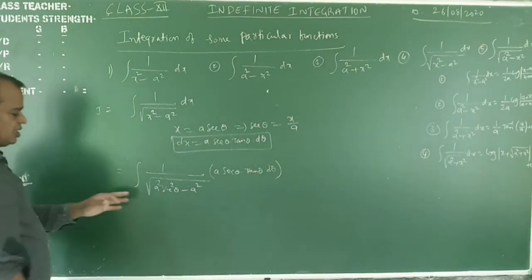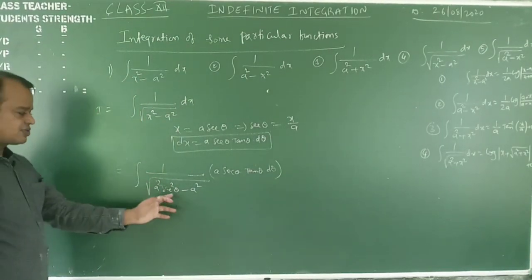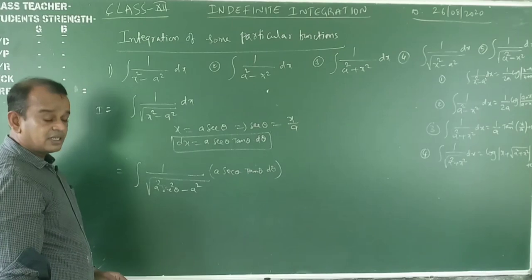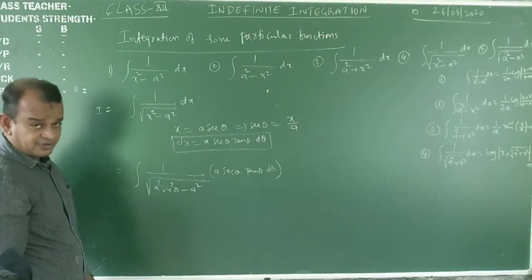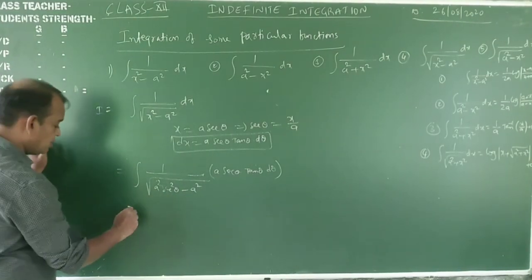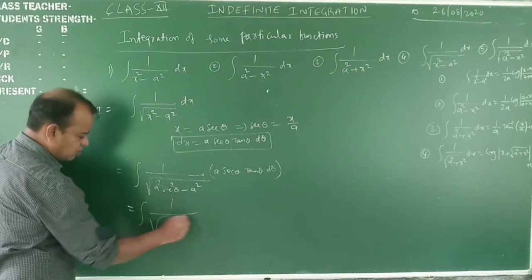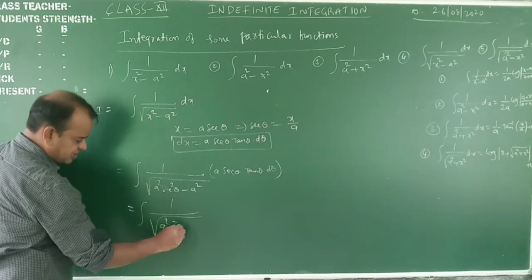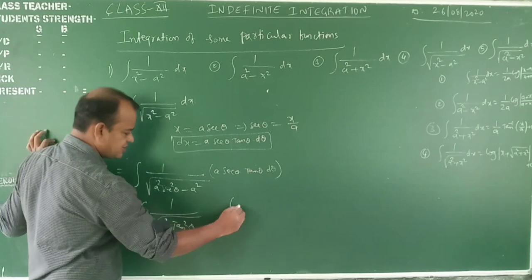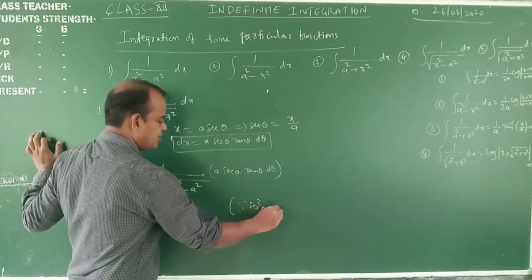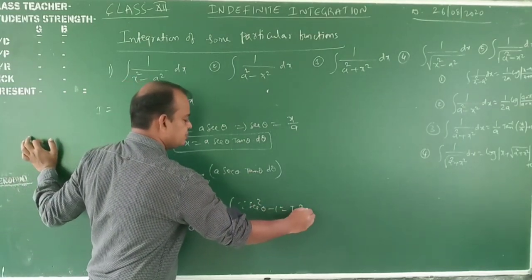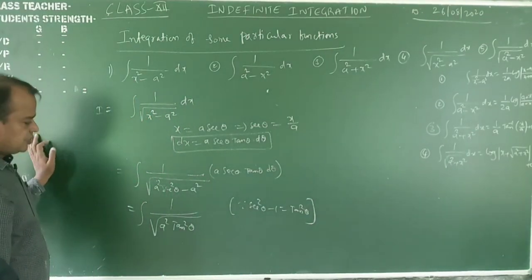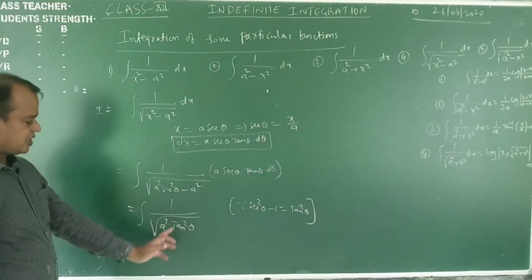Now take a square common here: a square times secant square theta minus 1. Secant square theta minus 1 is tan square theta, so the root is a square tan square theta, since secant square theta minus 1 is equal to tan square theta.